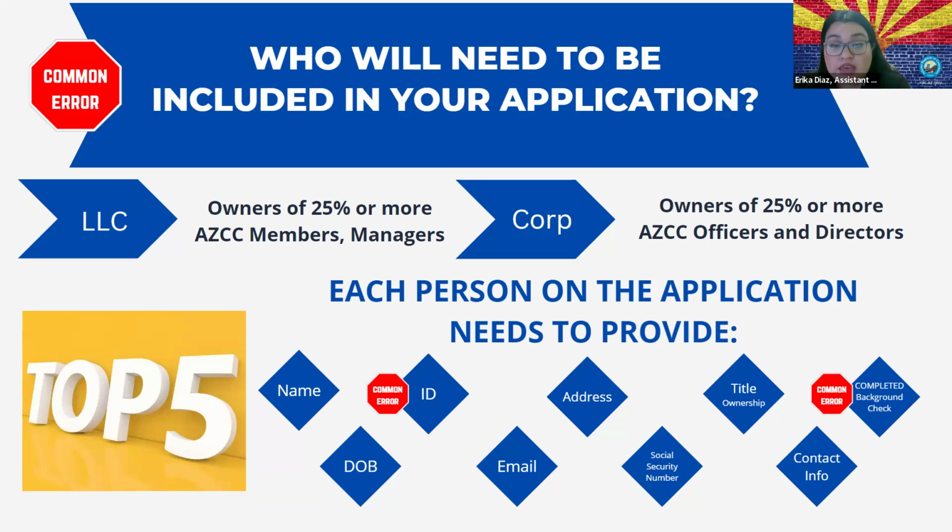And each person on that application needs to provide the following. They're required to provide their personal information: their full name, an ID. Again, an ID is one thing that is missed quite often. Contact information such as email, address, also social security, and title. We do need to know what title they hold to ensure that if they have any ownership, we do list it on our side too. We want to make sure that we have all proper ownership listed on our records, and again, that they match Corporation Commission. And also a completed background check.